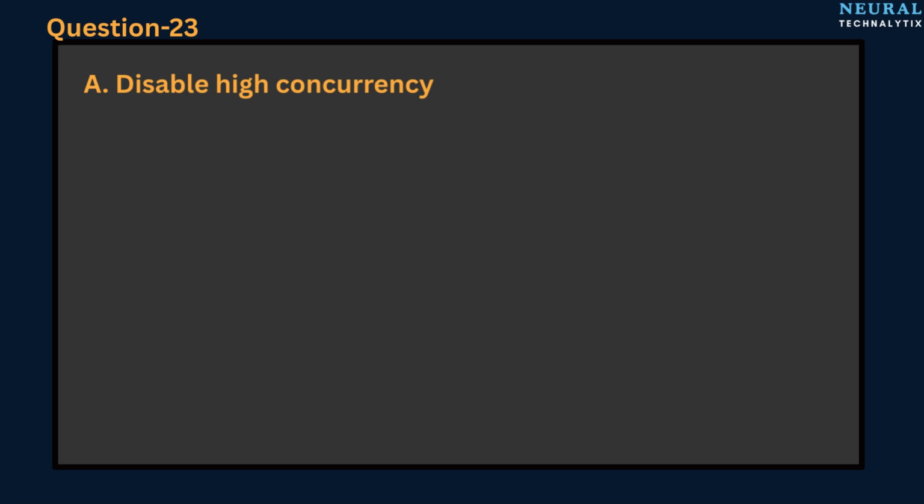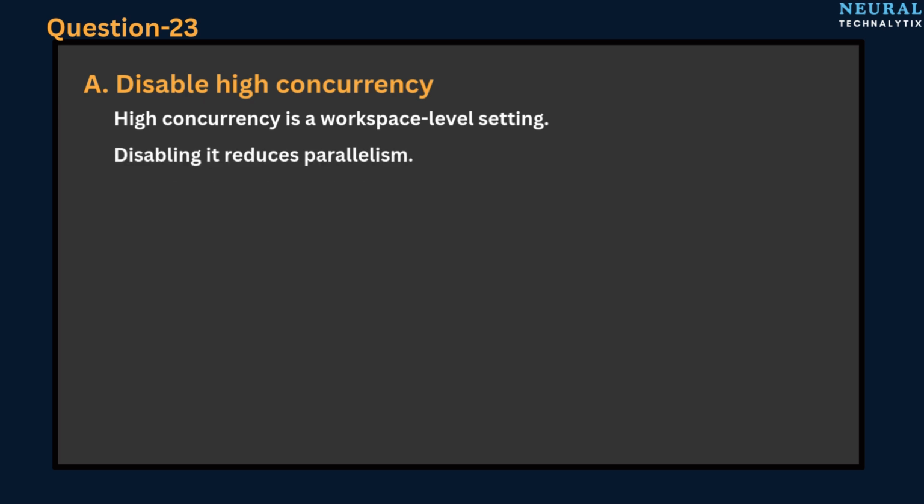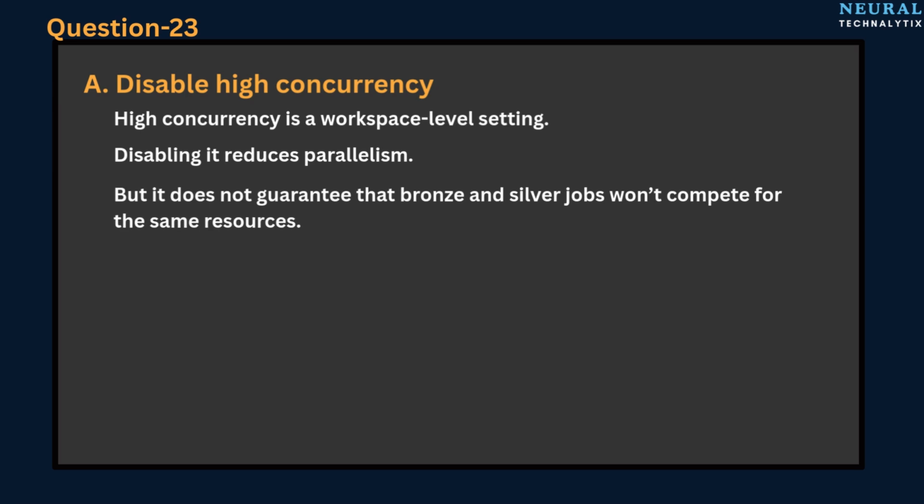Option A, disable high concurrency. High concurrency is a workspace-level setting. Disabling it reduces parallelism, but it does not guarantee that bronze and silver jobs won't compete for the same resources. So this does not solve the isolation requirement.